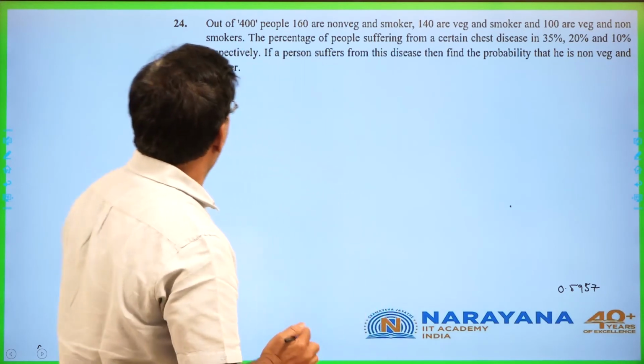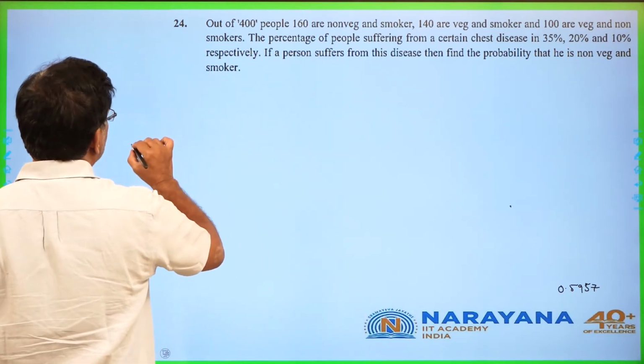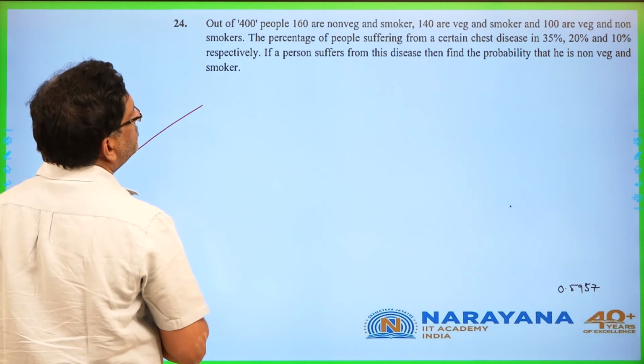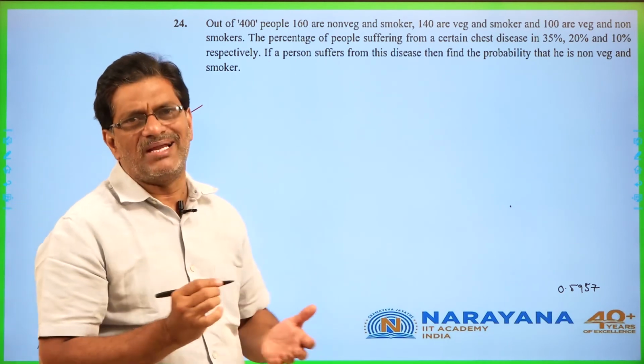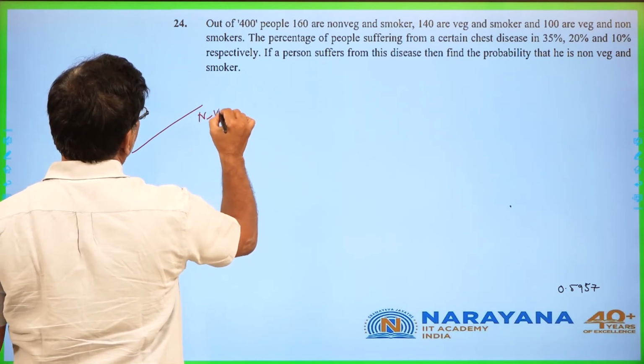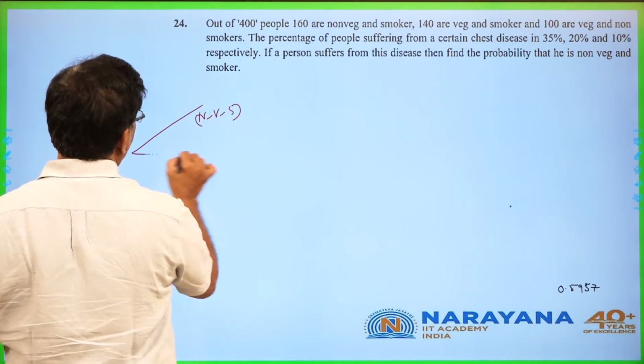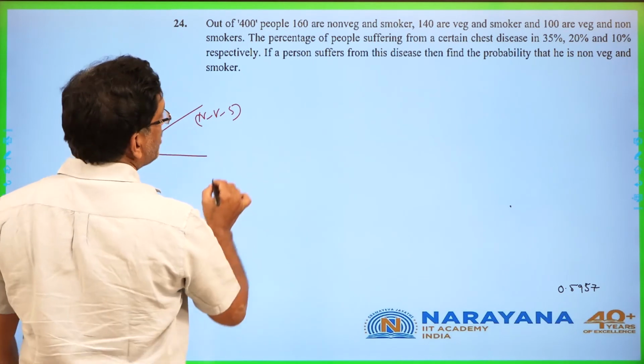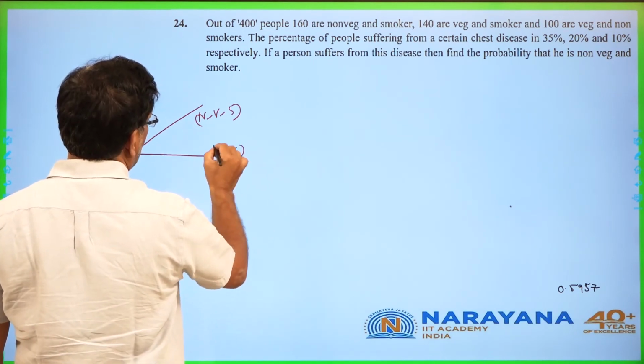Please observe. I am choosing some notations. This tree has branches and sub-branches in the same manner. Non-veg smokers, I will write. Second line, veg smokers, I will write.